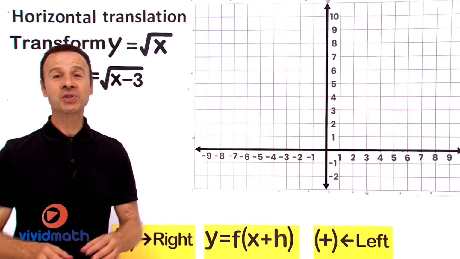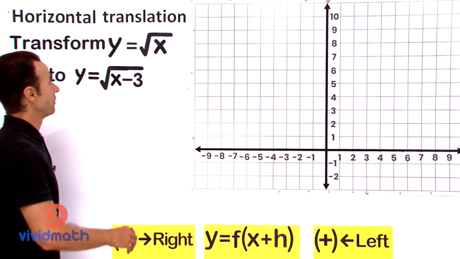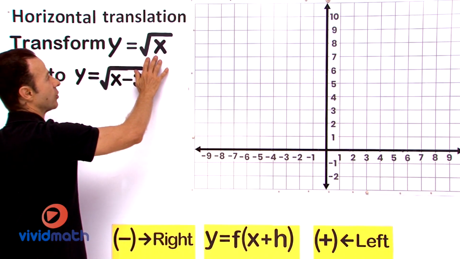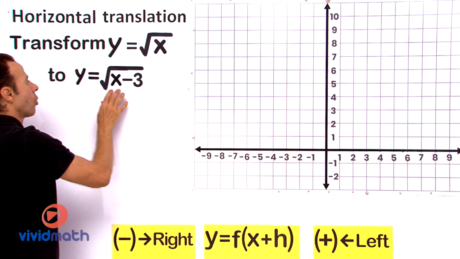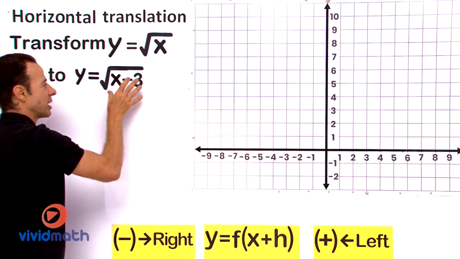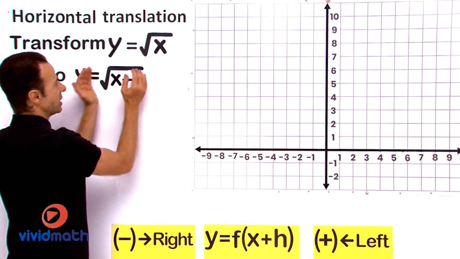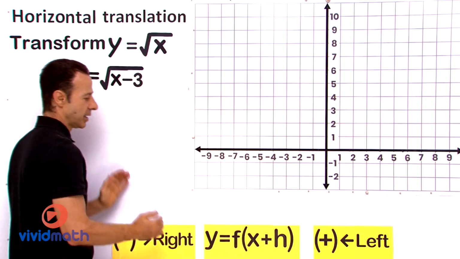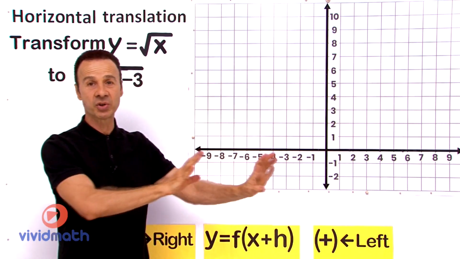Okay, in this video episode, I'm going to show you how to do a horizontal translation for the function y equals the square root of x. The translation is going to be horizontal, to y equals the square root of x minus 3. We know it's going to be horizontal because it's a square root. The function is everything inside. It's as if we've got brackets, and whatever happens in there is going to be a horizontal dilation.